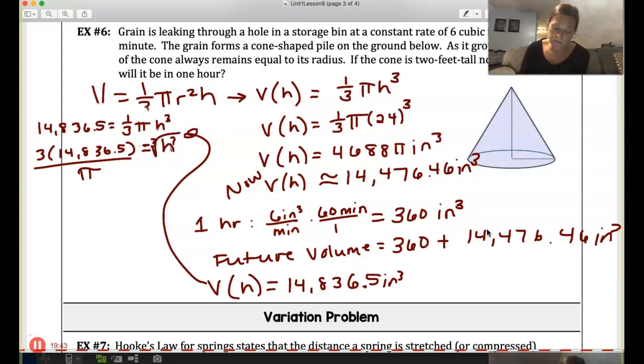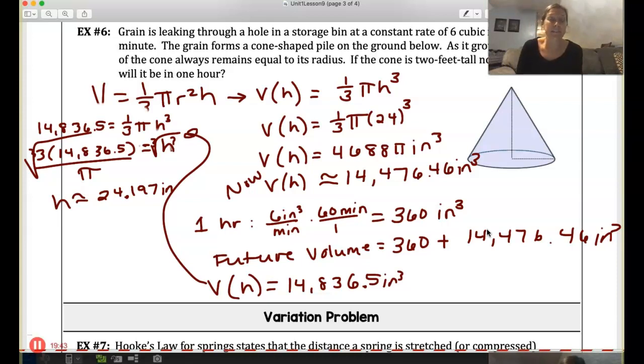So the cube root, that's where the solving comes from, which gets us our height to be approximately 24.197 inches. Okay, so after an hour, we gained about 0.197 inches, so about 0.2 of an inch with that rate. All right, that's a good problem.